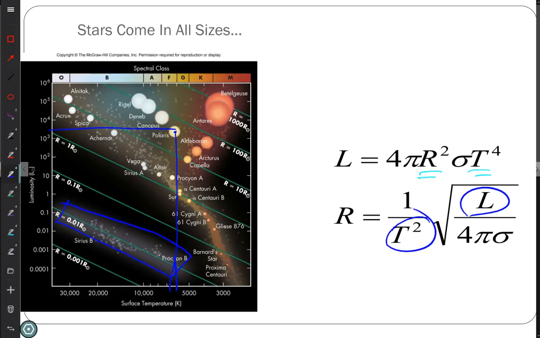The white dwarfs all have a radius of about 1/100th the radius of the sun. All about the same size. They're different temperatures and different luminosities, but the same radius. We look here and we see as we go up that the radius is getting bigger as we go to the hotter stars. What was your question, Gabby?